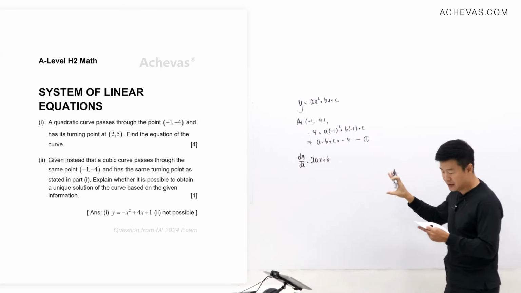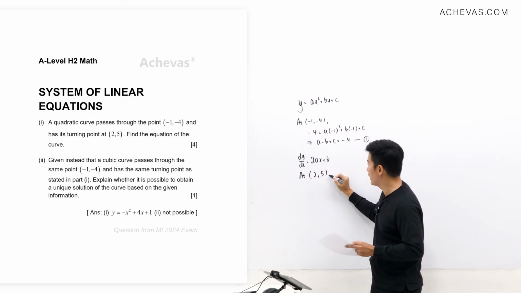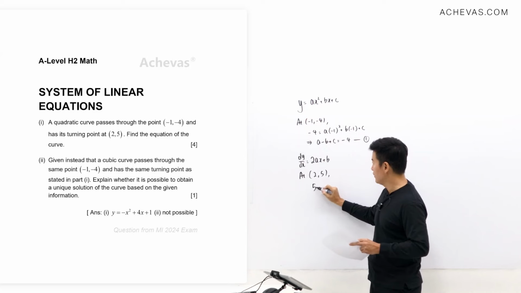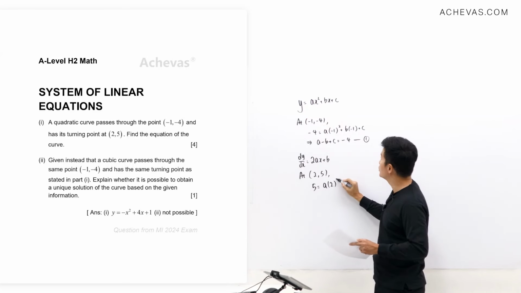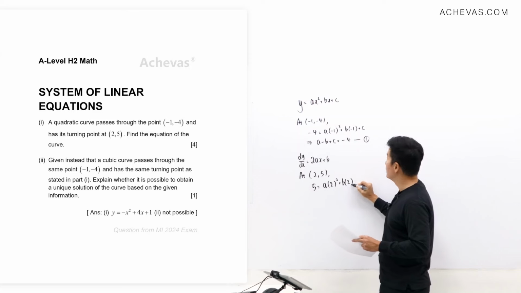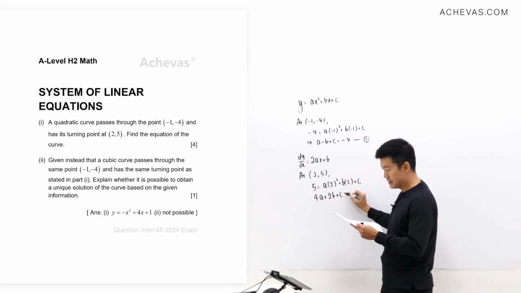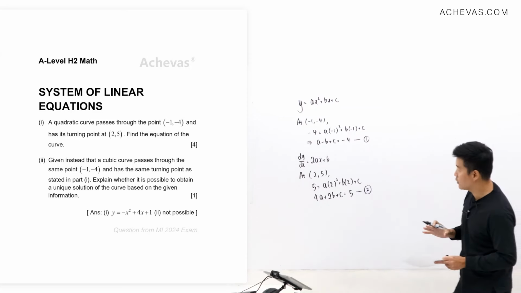Okay, so now we have this, and let's work on the point (2, 5). So at the point (2, 5), y is equal to 5 and x is equal to 2. So we have a(2) squared plus b(2) plus c. So now from here we have 4a plus 2b plus c. This is going to be equal to 5. This will form for us our second equation.